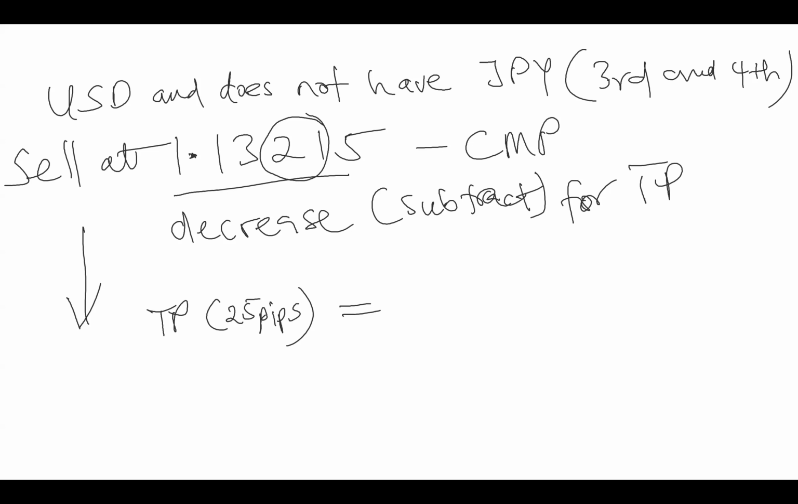717, that's correct. 717, please try and rename, change your name, right? So your TP is actually going to be 1.12965. 1.12965. That is going to be your TP.